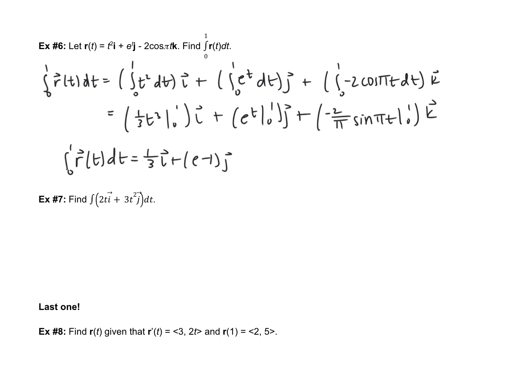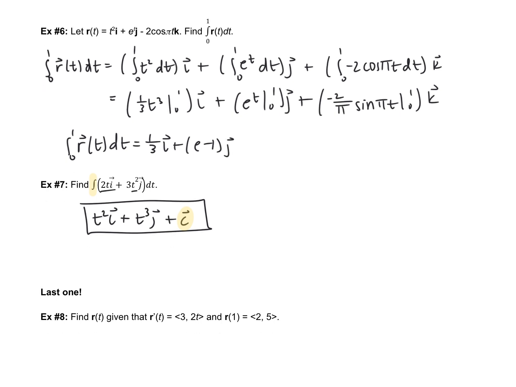Okay, next example, example 7. What do we do if it's an indefinite integral, if we don't have bounds of integration? Well, we're still going to integrate our parts separately, and so we would get t squared i, and we're going to get t to the cubed j, but we have this vector c, this constant. So if you don't have limits of integration, you're going to have a constant c. Similar to what you had in BC, it's just going to be a vector. And then the last thing we have to do is be able to find that c.